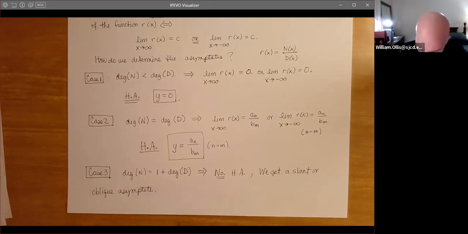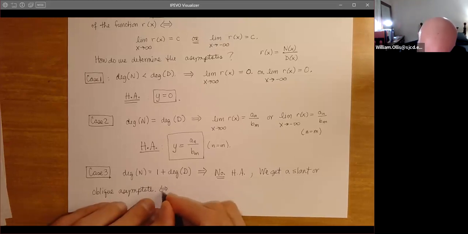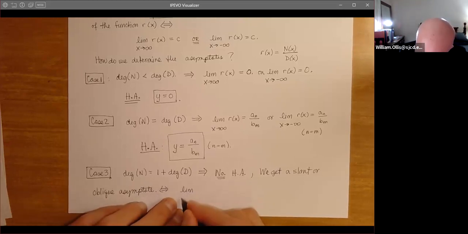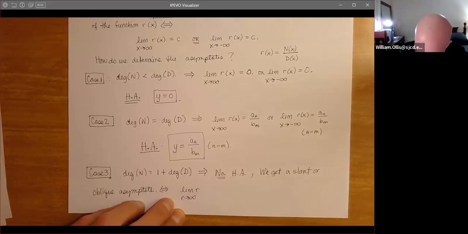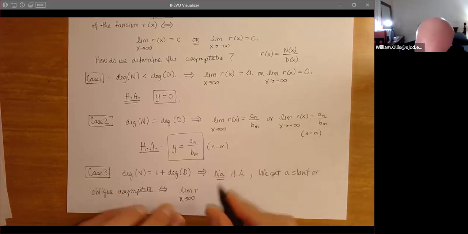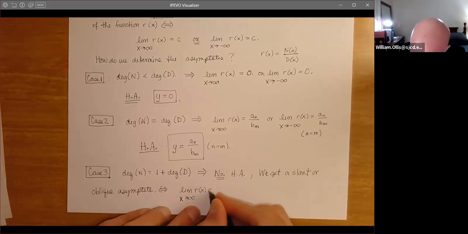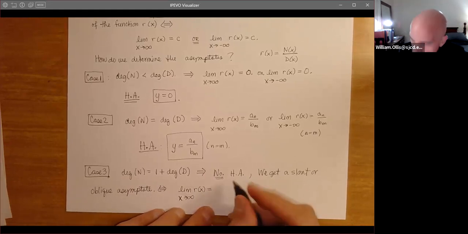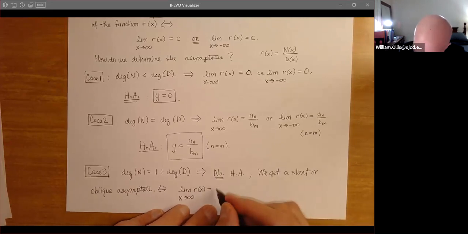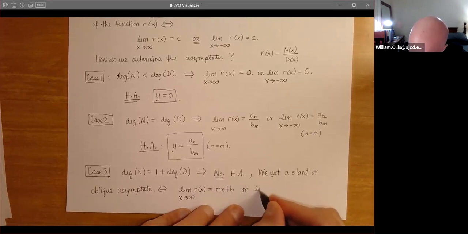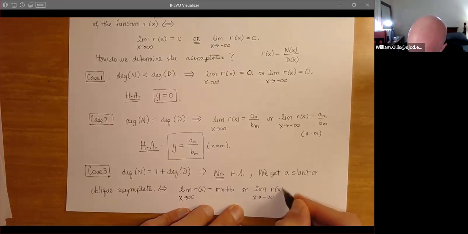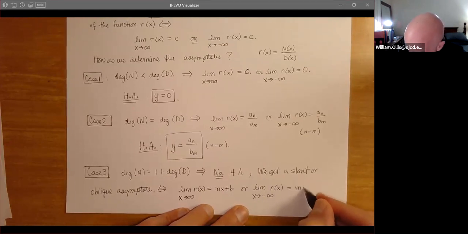So basically what we're saying equivalently is that the limit as x approaches infinity of R of x gives some linear function, which we can think of as mx plus b, or the limit as x approaches negative infinity of R of x gives us some linear function mx plus b.